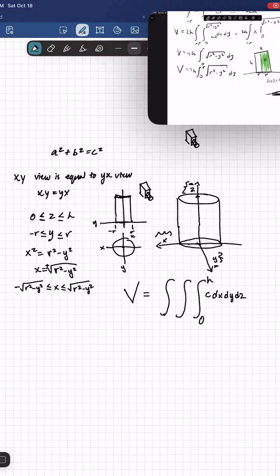Oh my gosh, you got to pull that over here? The first integral that you do, is it this one or is it this one?